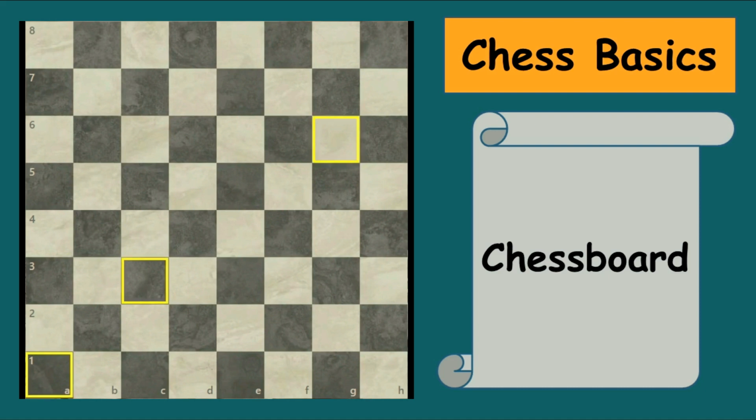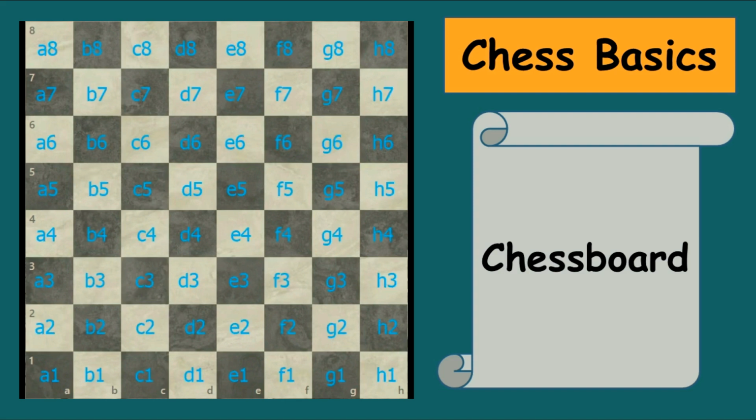Let's pick some squares at random and name them. This square is on the A file and the first rank, so it is called A1. The next one is called C3, being on the C file and third rank. Now this square, being on the G file and the sixth rank, is called G6. Pretty simple, isn't it? Anyhow, we have all the squares named so you can familiarize yourself.